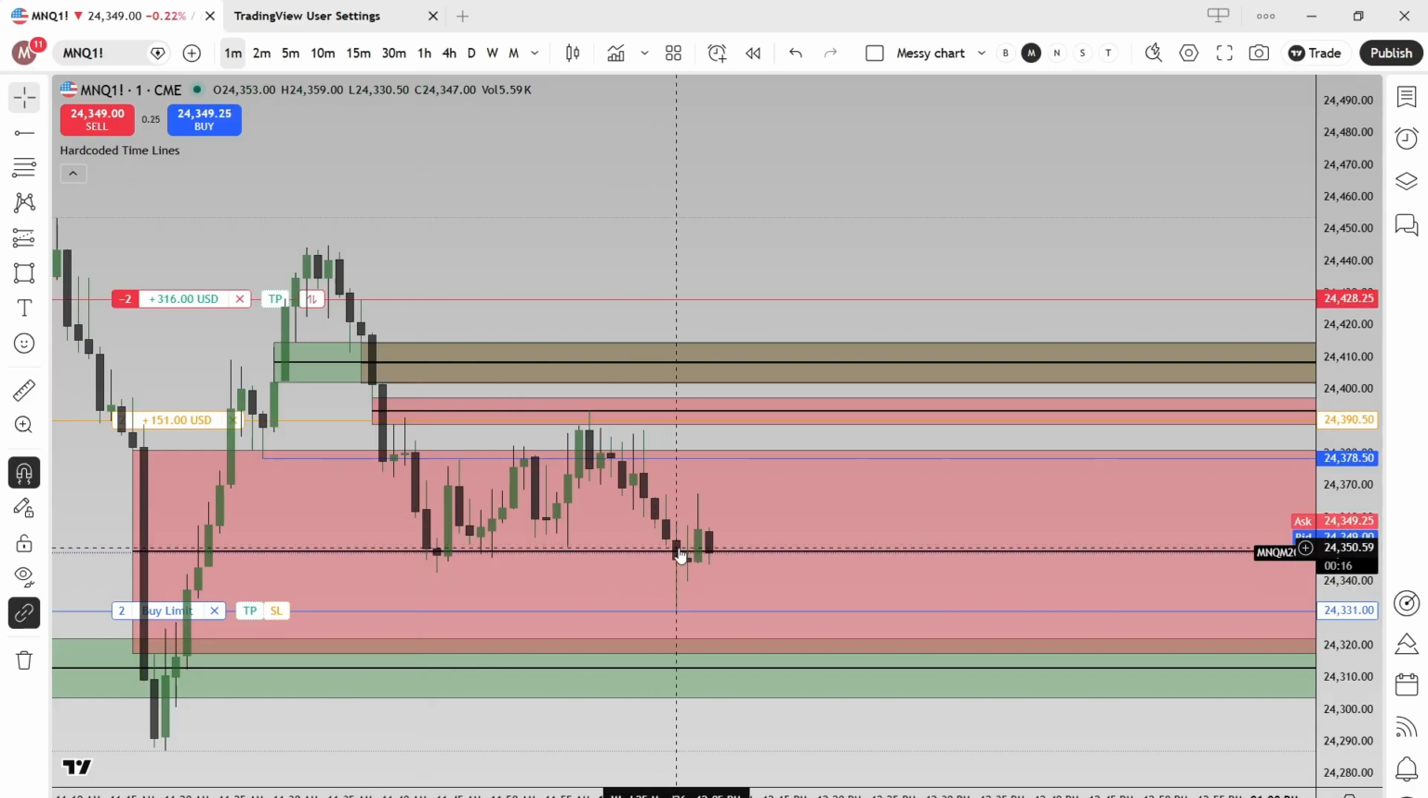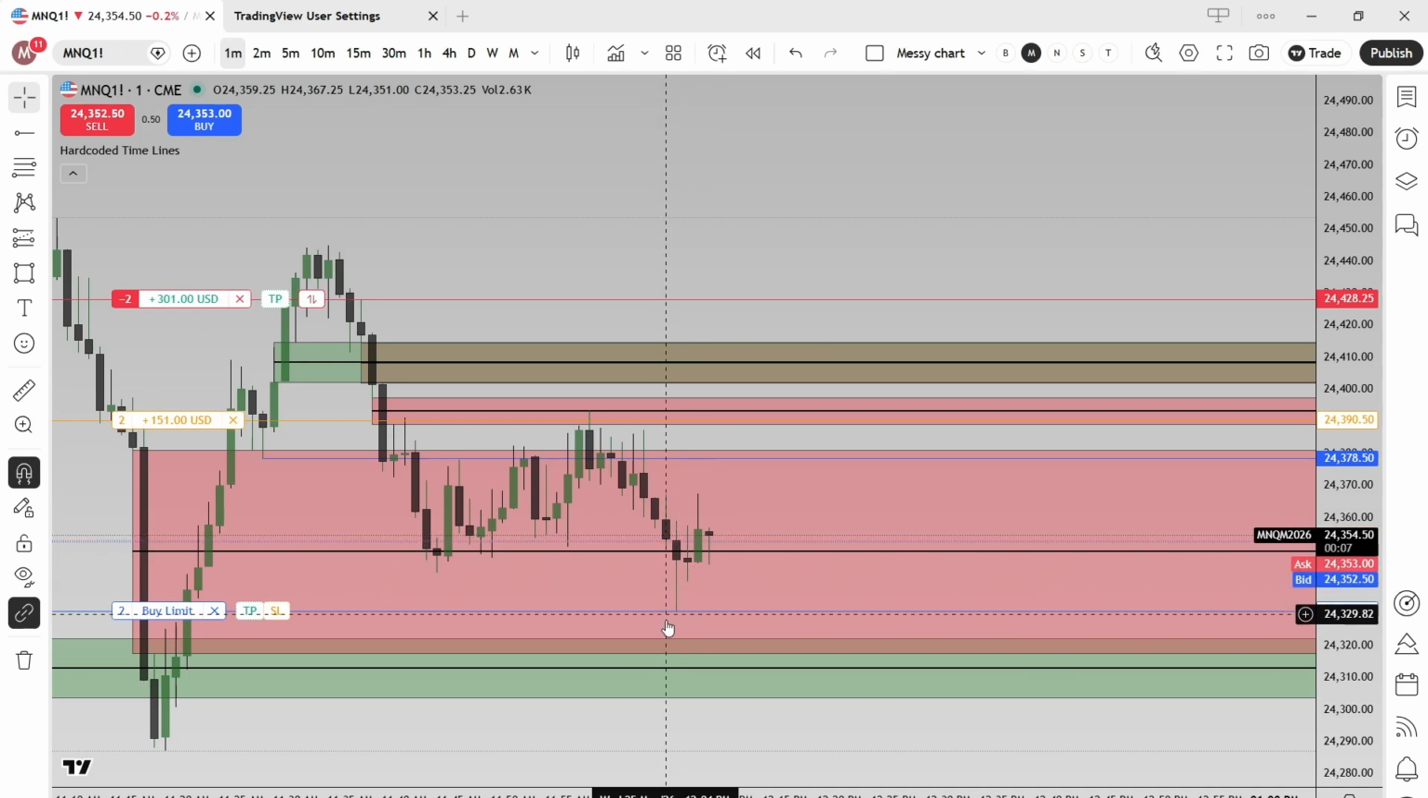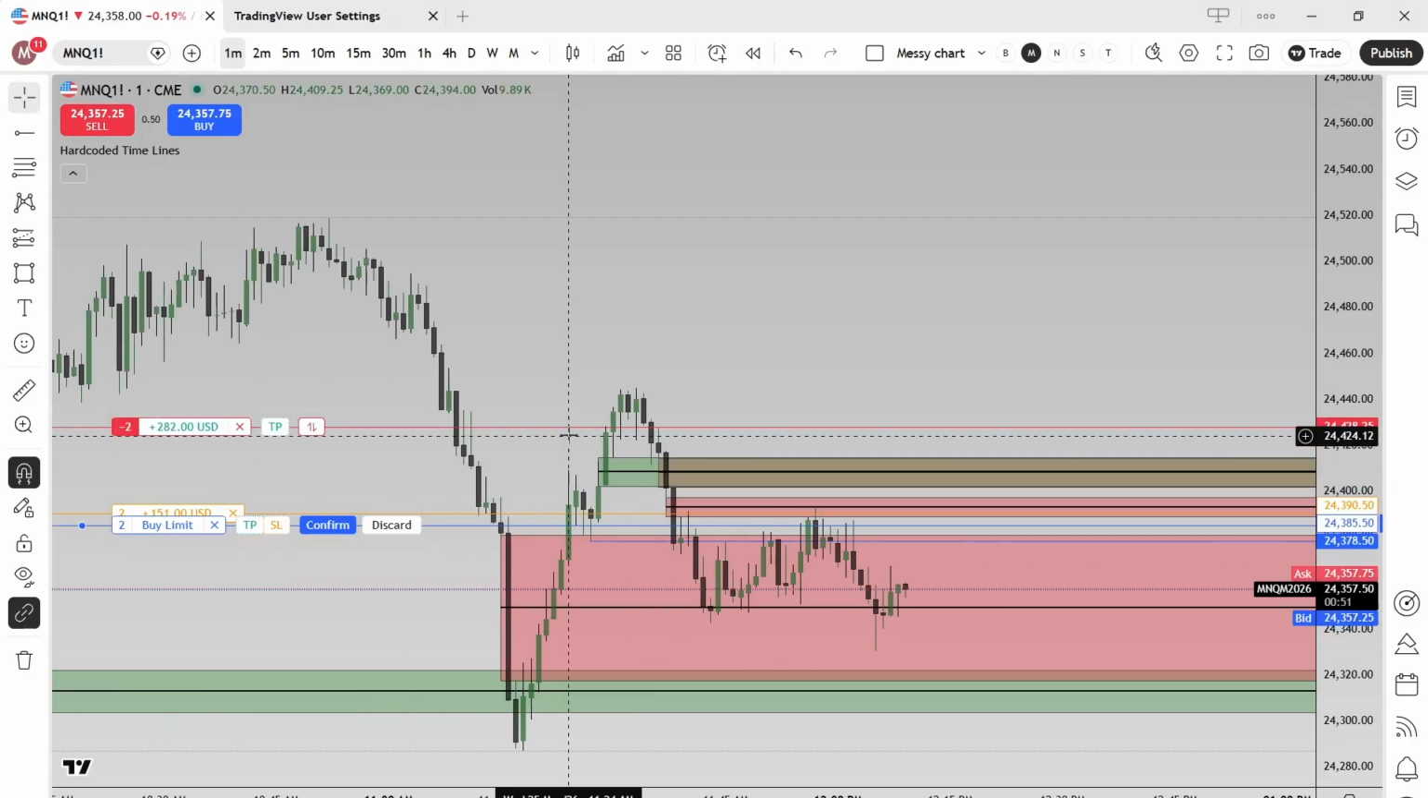Got a nice run here. I thought that would have been good for me, but it just completely went up. Sweep that out. Just left its wick. Left a good liquidity grab for the afternoon session, the lunch trade, and then the afternoon session will probably be a continuation down.